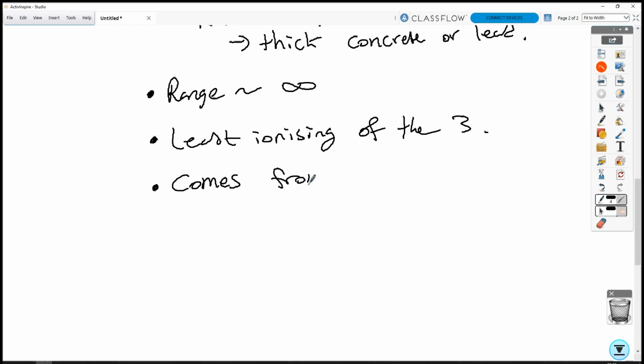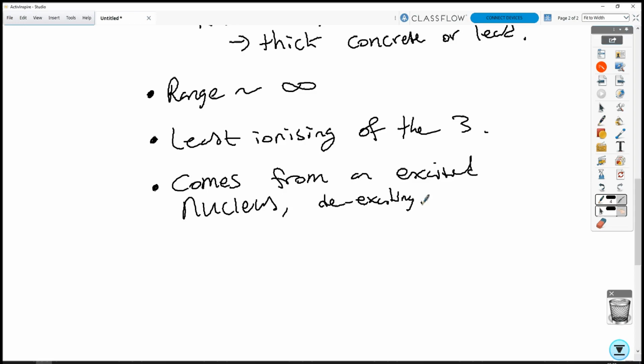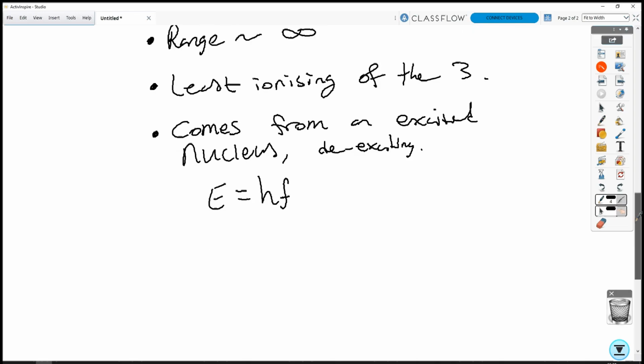So it comes from an excited nucleus de-exciting. And through de-excitation, that nucleus then becomes stable.